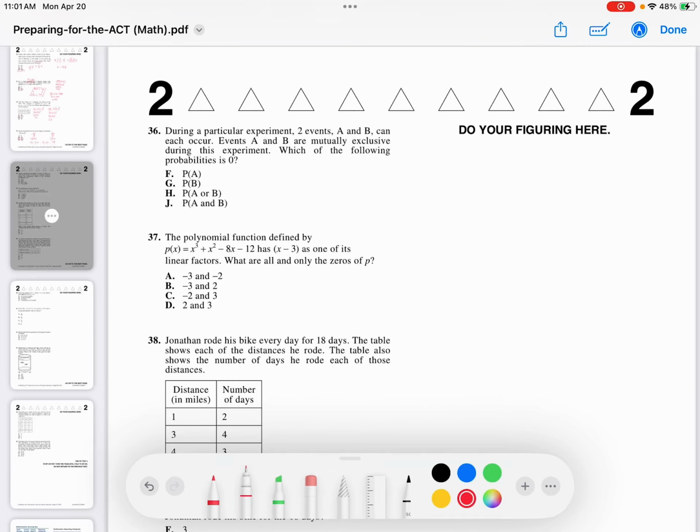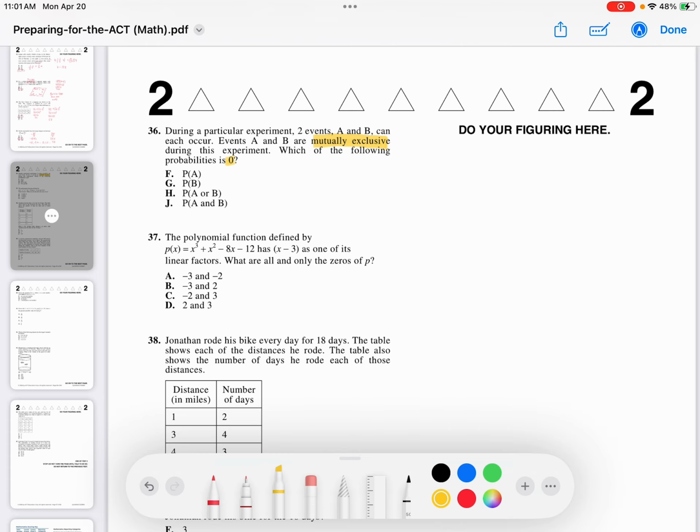All right, number 36. During a particular experiment, two events A and B can each occur. Events A and B are mutually exclusive. So that word right there basically means that they cannot both happen at the same time. During this experiment, which of the following probabilities is 0?